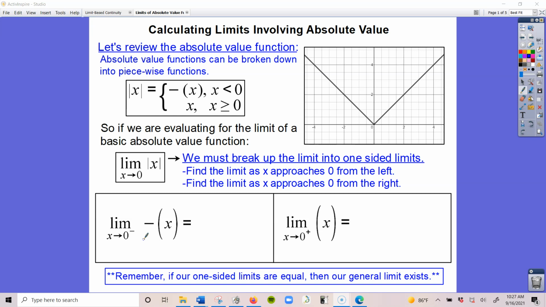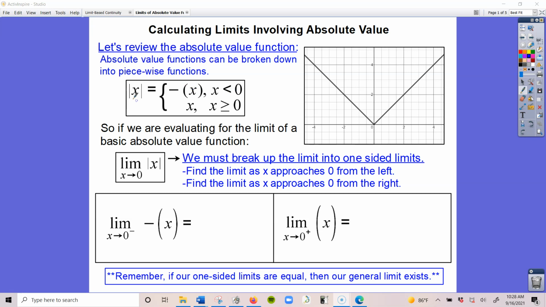Hey guys, today we're going to learn how to calculate limits that involve absolute value functions. Now let's look at what an absolute value function looks like. All absolute value functions look like a V. And actually an absolute value function is a piecewise function in disguise.